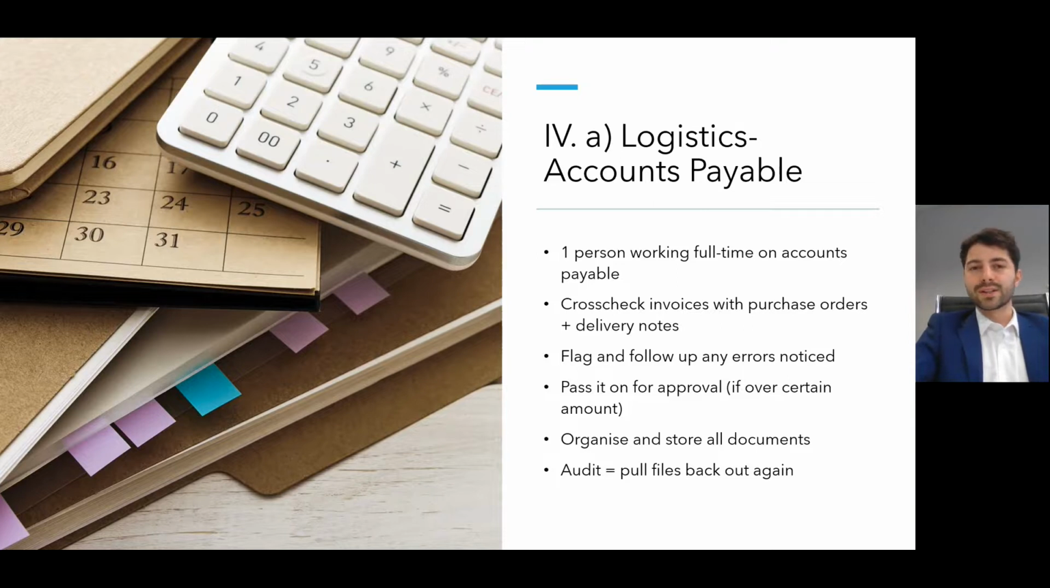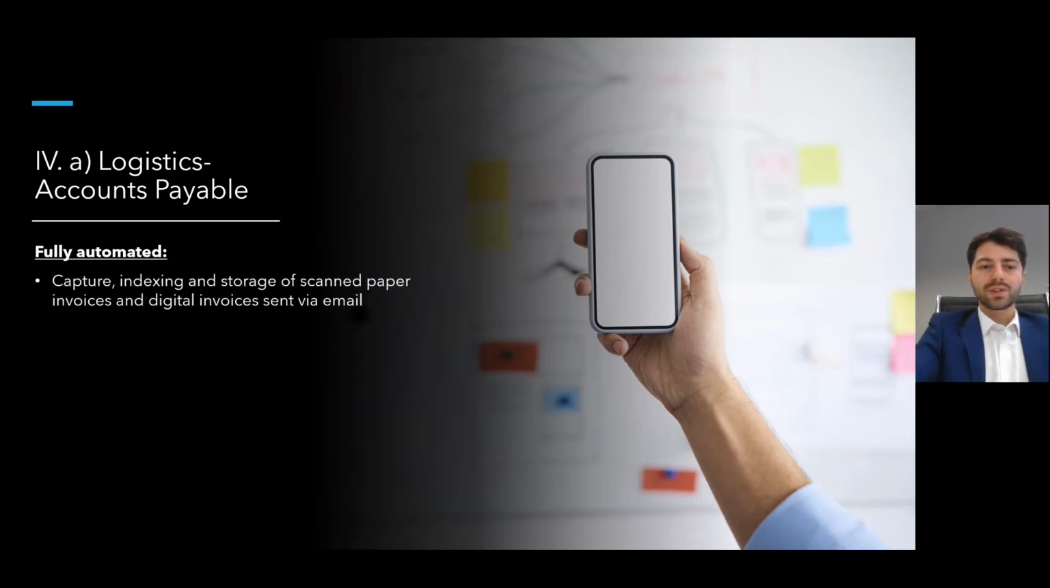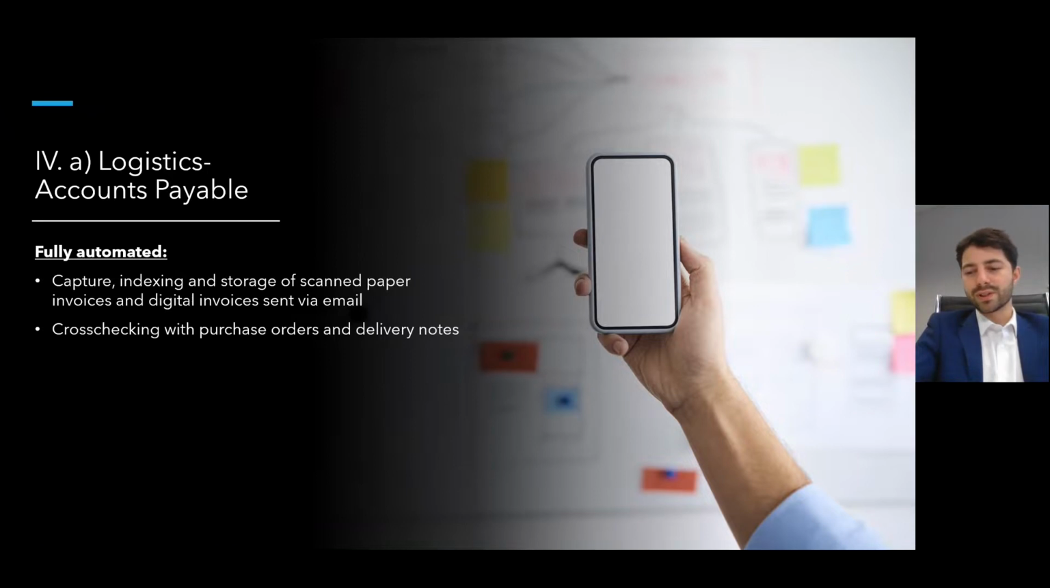You deal with the stress as it comes. But I feel that now we have automation, we have the perfect way around that stress to make things a lot more simple and straightforward. So what did we do? Well, we managed to automate the capture, indexing, and storage of scanned paper invoices and digital invoices sent in via email. We also got a fully automated cross-checking with purchase order and delivery notes.